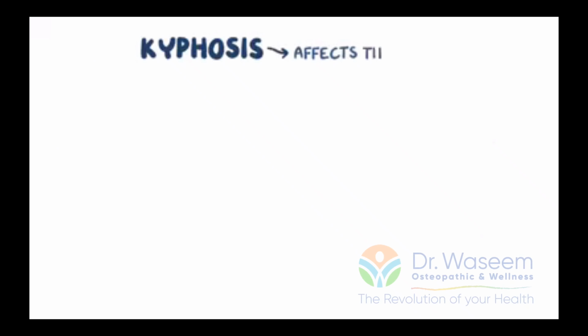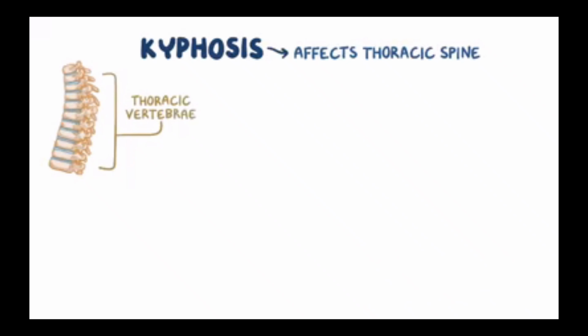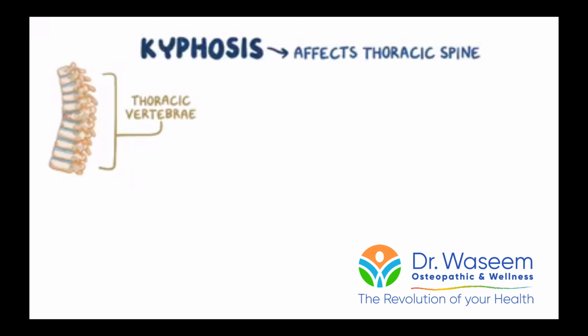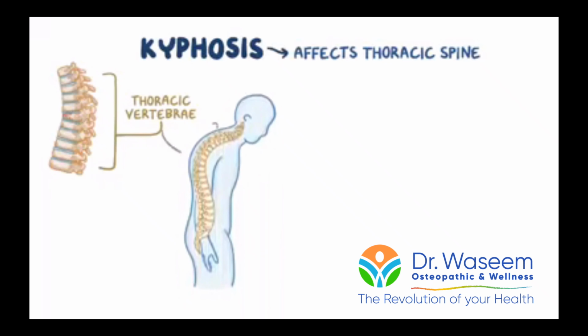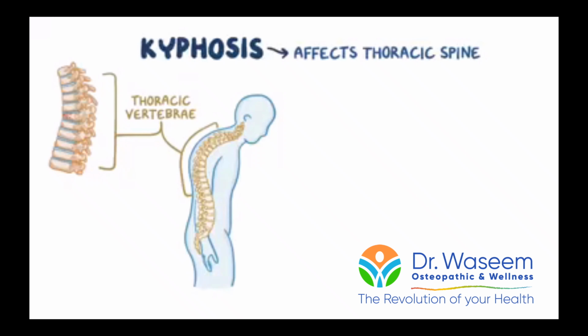Kyphosis mainly affects the thoracic spine. It usually occurs when the front of the thoracic vertebrae gets deformed or crushed, causing this part of the spine to excessively bend forward. Kyphosis typically results in a rounded back in the thoracic spine, which looks like a hump in the upper back. There are a few types of kyphosis.